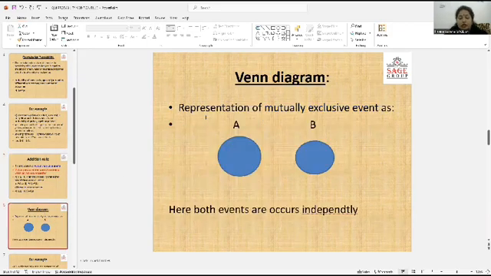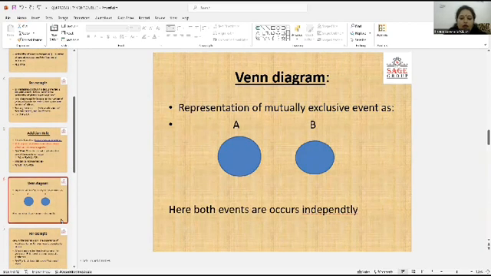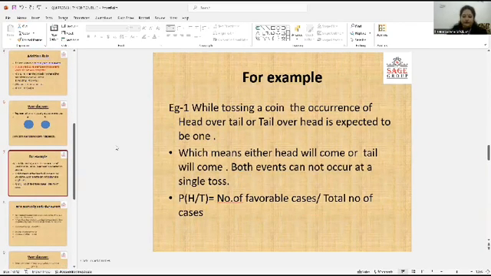See, representation of mutually exclusive events, as we already know. Mutually exclusive events are those events which cannot happen together, which cannot occur together, right? So in this, we can see A is an event and B is an event. Though both do not occur together, that means they are independent. For example, while tossing a coin, the occurrence of head or tail is expected to be 1. When we are tossing one coin, we get either head, right, or we can get a tail, not both together.